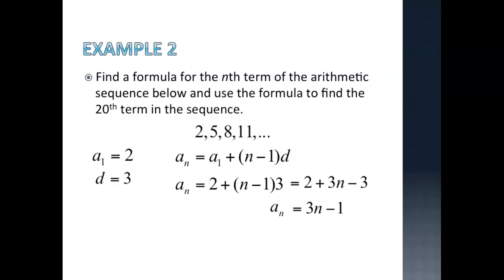So in this particular example, it asks you to use the formula to find the 20th term in the sequence. So A20 is equal to 3 times 20 minus 1. So 60 minus 1, which is 59. And you can see how much easier that makes it rather than trying to add 3 until you get to the 20th term.